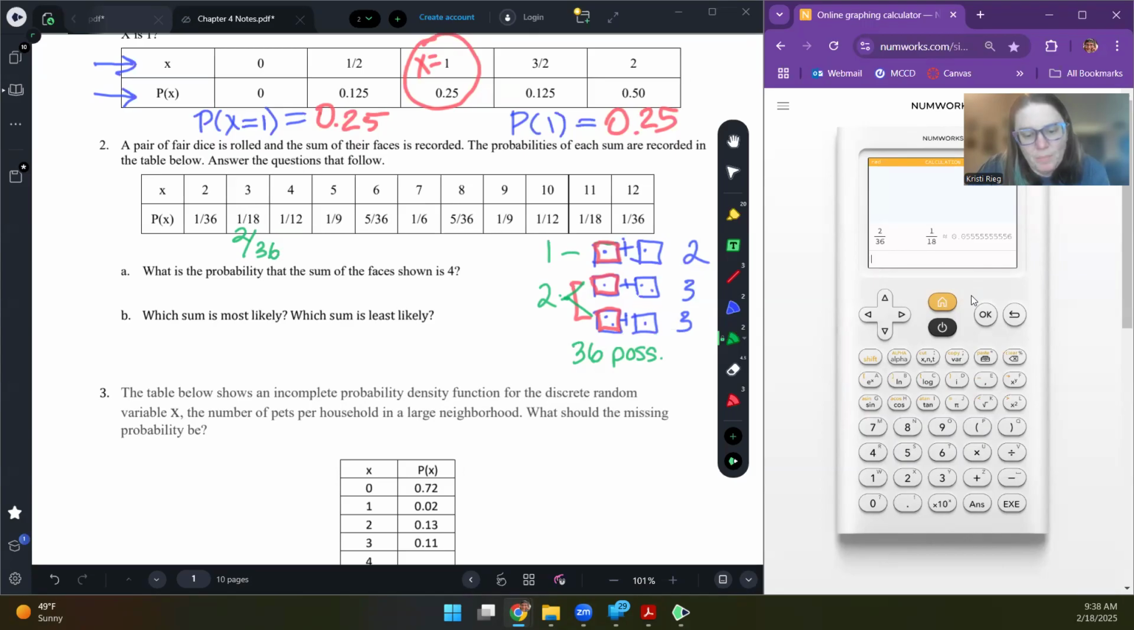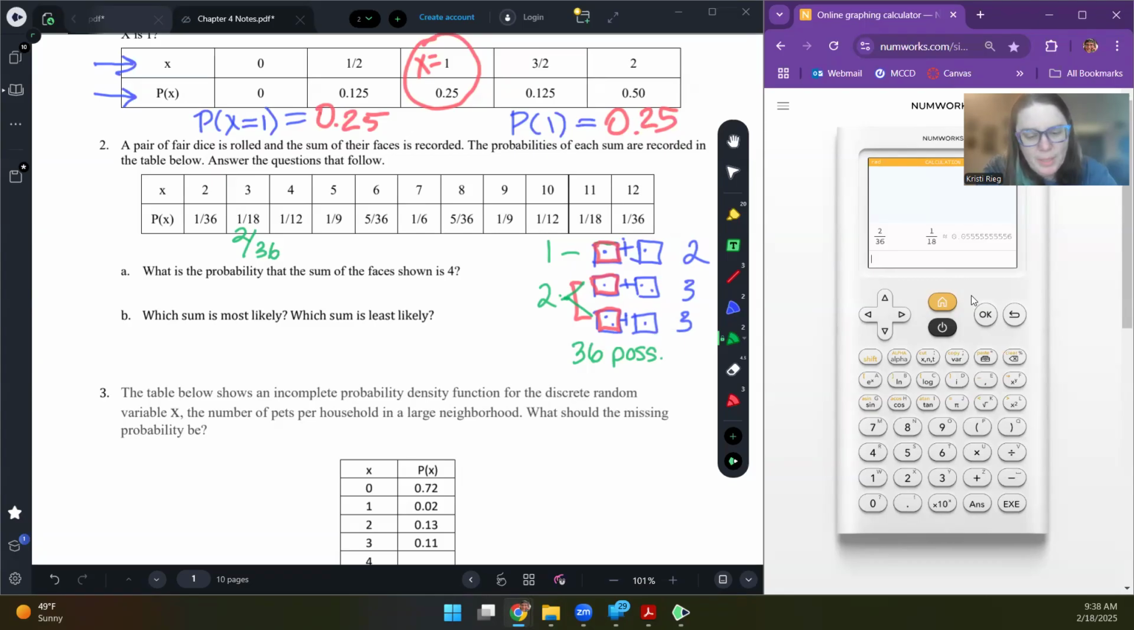4 out of 36. This one can't reduce, so we see 5 out of 36, 6 out of 36, and then notice the pattern goes back down: 5, 4, 3, 2, 1 out of 36. Okay, that has nothing to do with this problem. I just wanted you to start noticing some patterns because we will talk about this specific example multiple times, because dice and cards are super common in probability. In fact, the rest of the course.